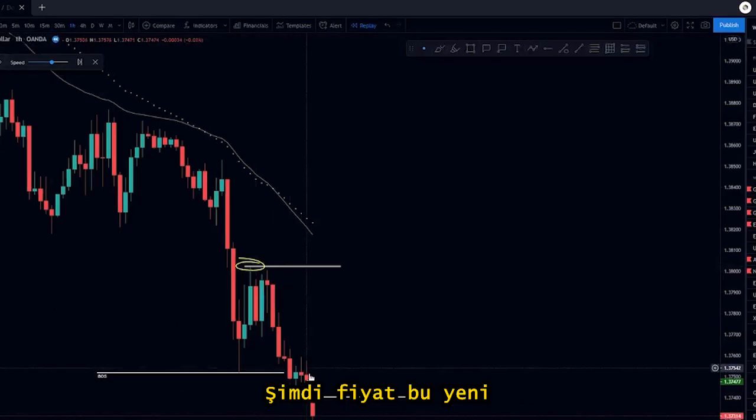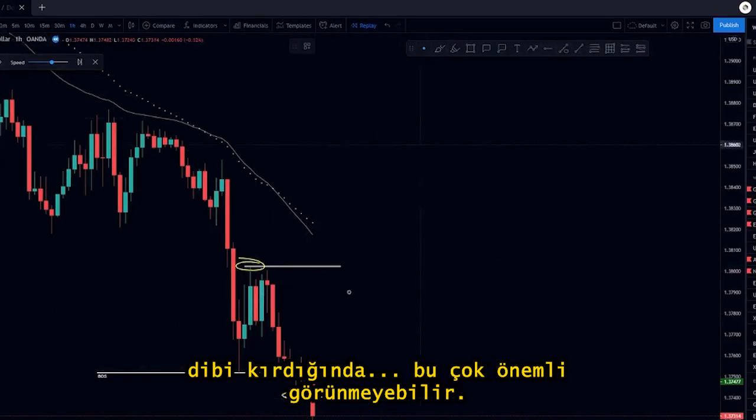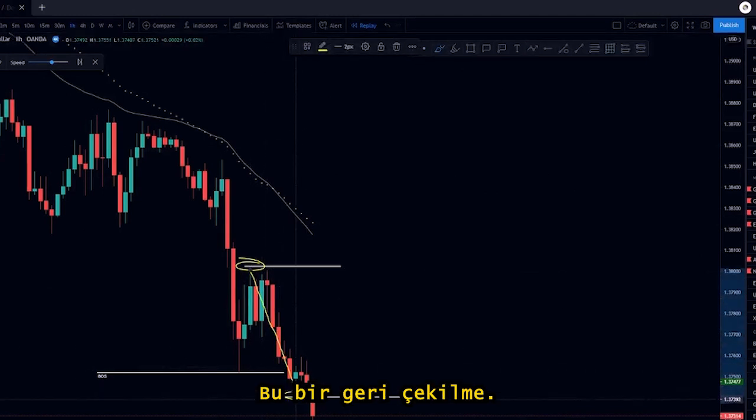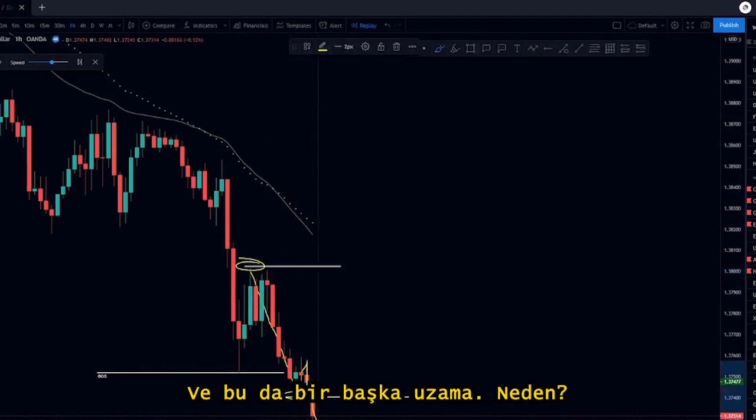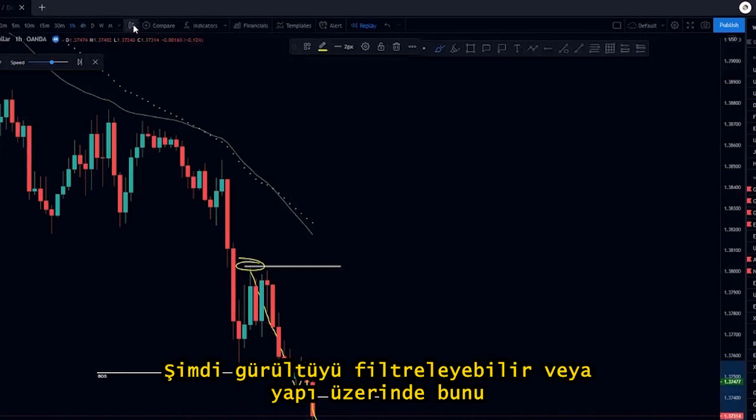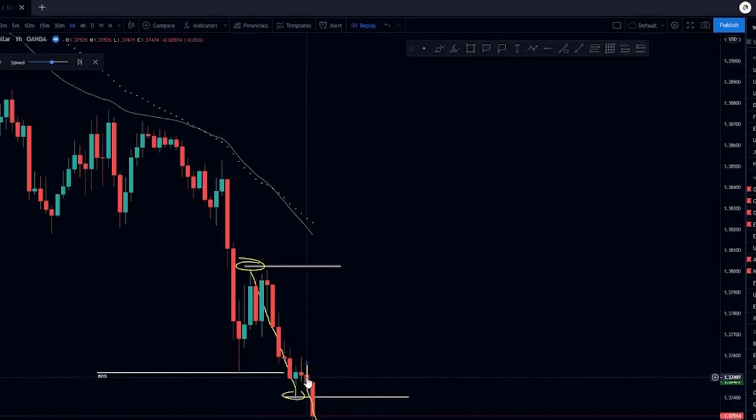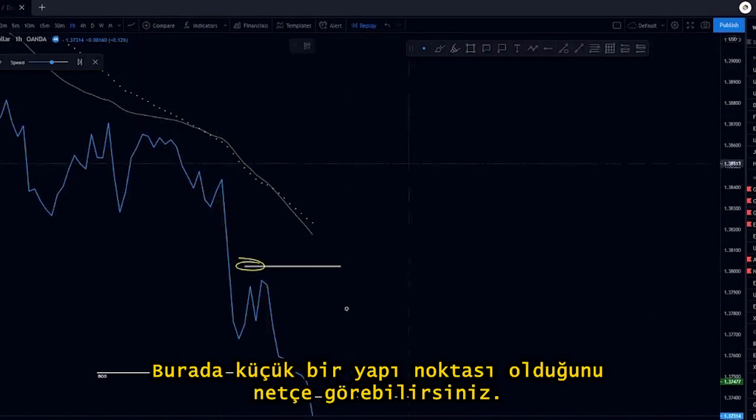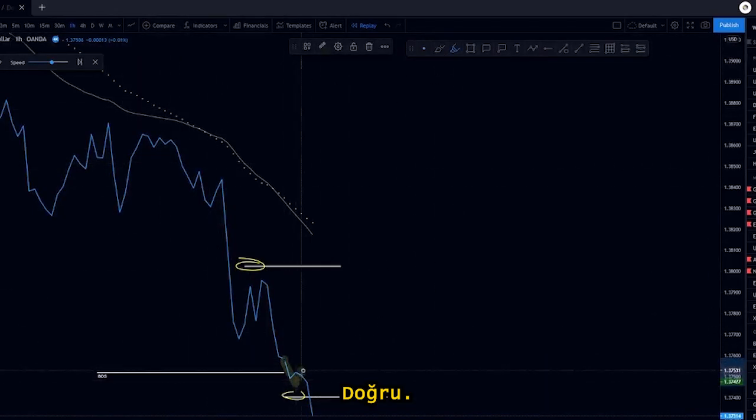Now, as price breaks this new low, this doesn't look significant, but this is an extension. This is a retracement, and this is another extension. Why? Because we're breaking these lows. Now, we can filter out the noise or make the structure a little bit more obvious by going from the candlestick chart to the line chart, and you can see that we clearly have a little structure point here.